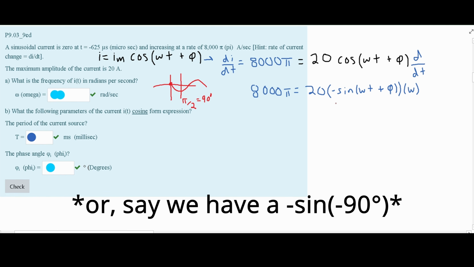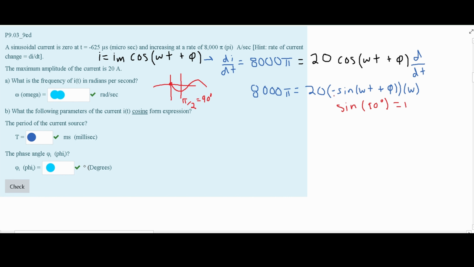Now, since we flipped our sign, it's just going to be a sine, and in here we have 90 degrees, which is equivalent to 1. So that's what all of this is going to be, and we are going to have a 1 right here. That means if we write this out further, we are going to have an 8,000 pi, and then we will divide both sides by the 20. After we divide these out, we are going to get approximately 1257.